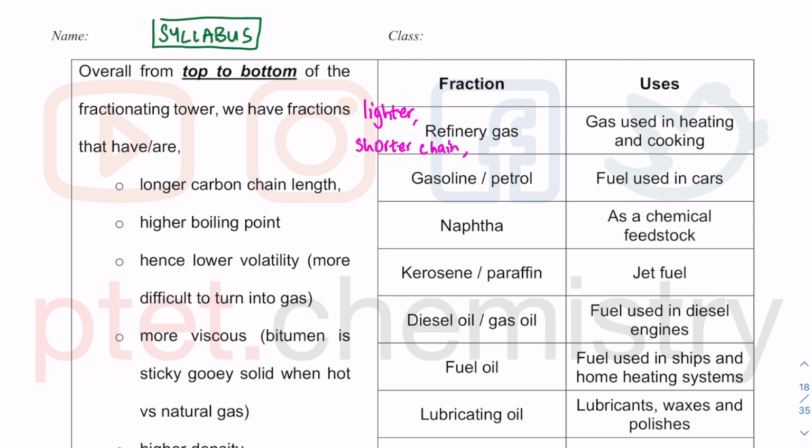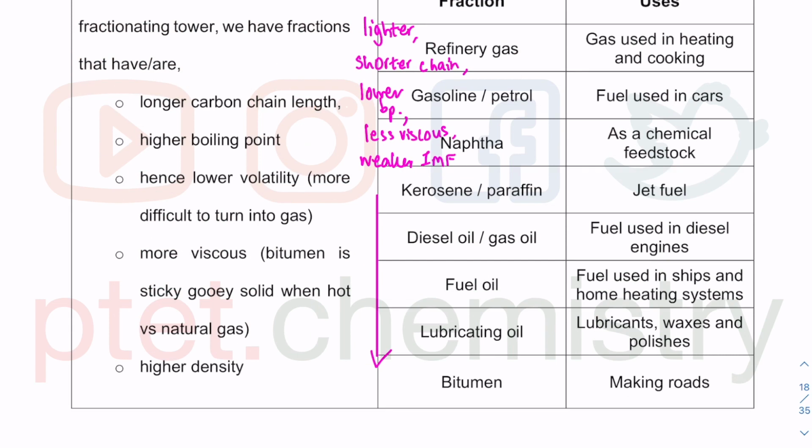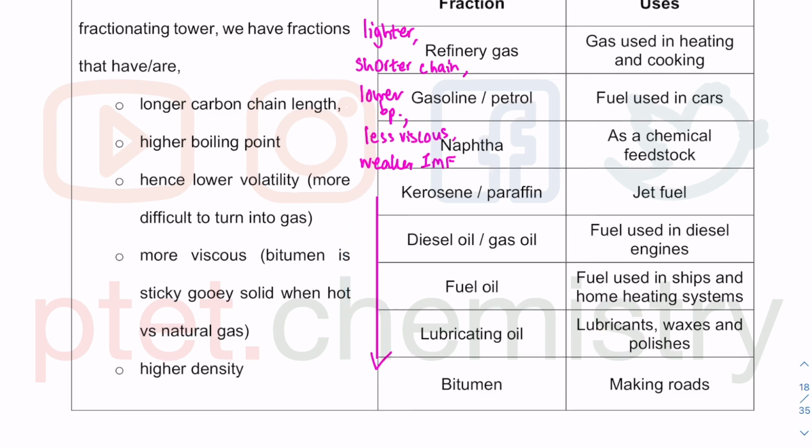We can talk about smaller molecules. These have lower boiling point. These are less viscous. And we can say weaker intermolecular forces. And then as we go down the series, we will have longer carbon chain length. And as a result, we get higher boiling point due to stronger intermolecular forces. Therefore, they have a higher boiling point, meaning lower volatility. They become more viscous as the intermolecular force of attraction between the molecules is stronger, but they also have higher density. So they get heavier and heavier as you go down this column.